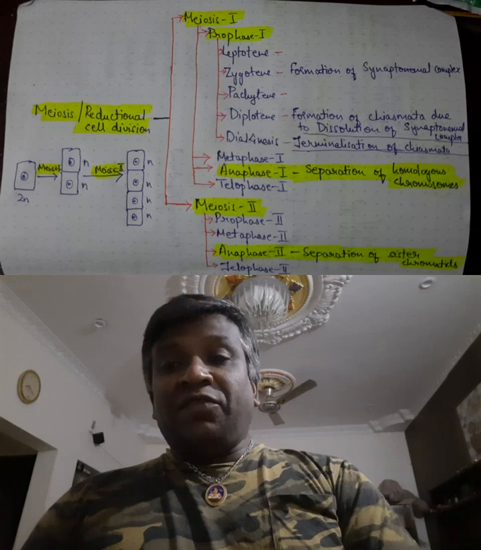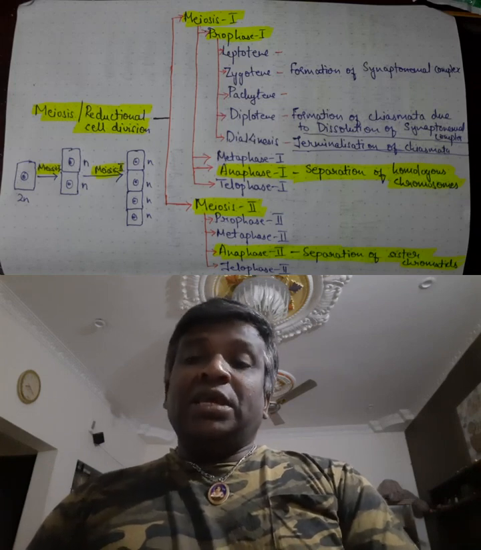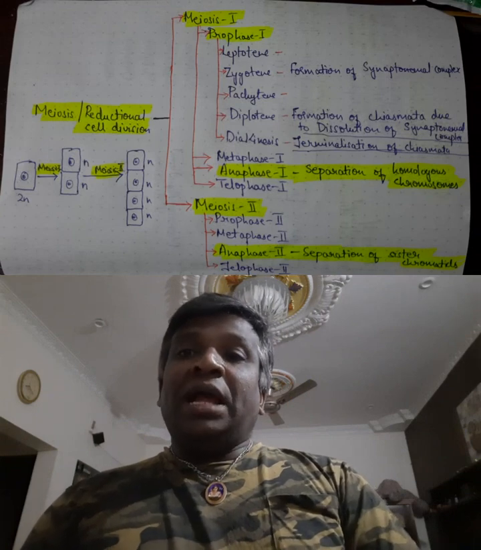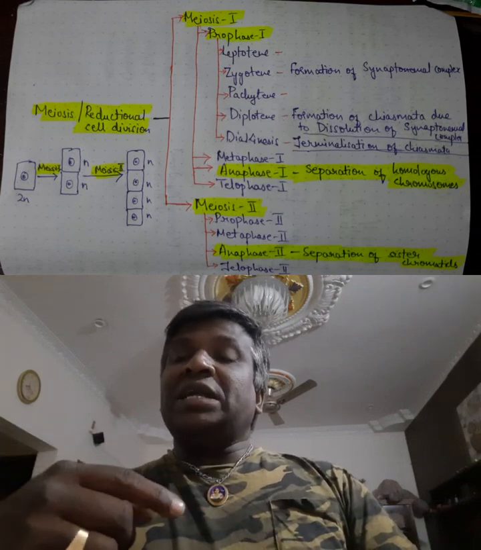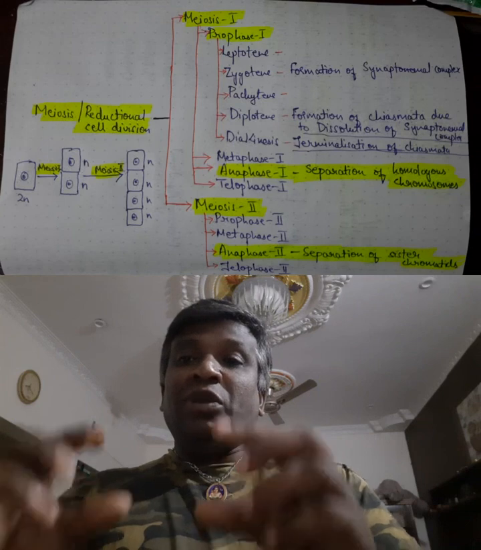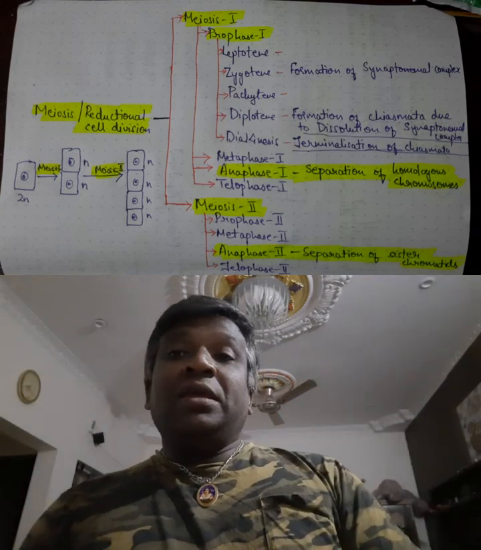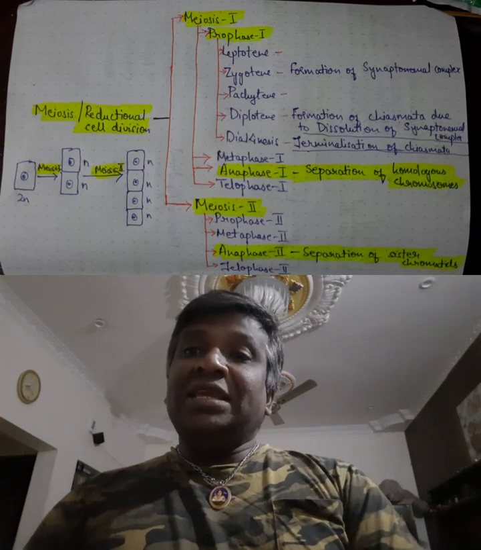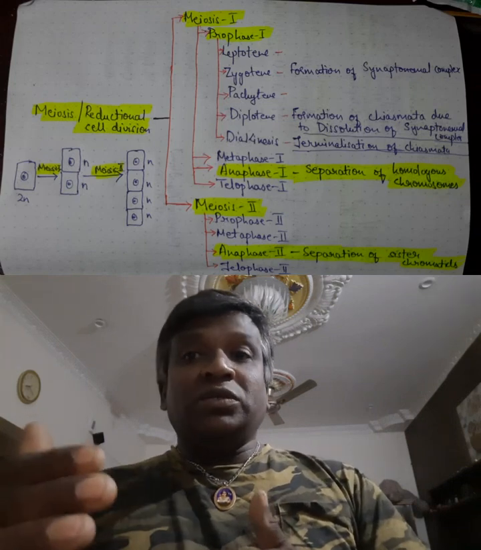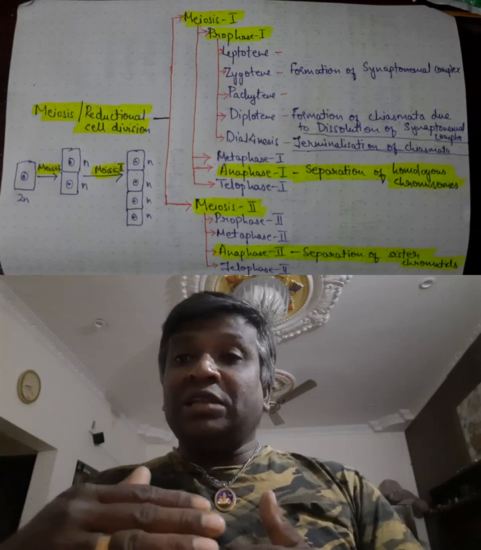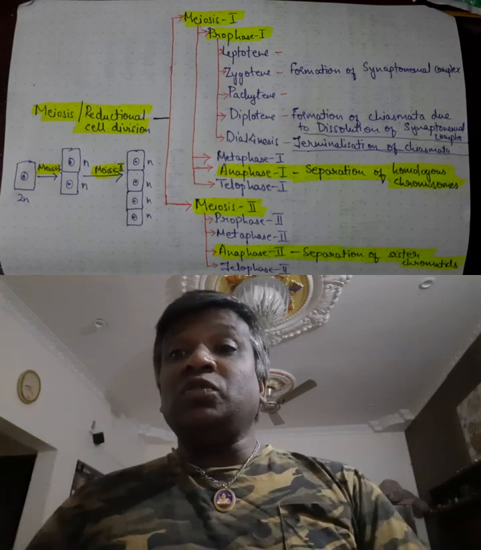The next is metaphase stage. In metaphase I, the homologous chromosomes are arranged on the equatorial plate, and only one end of the centromere is attached to the spindle fibers because of this unique alignment of homologous chromosomes. Then in anaphase I, we see the separation of homologous chromosomes. There is no separation of sister chromatids, only separation of homologous chromosomes.